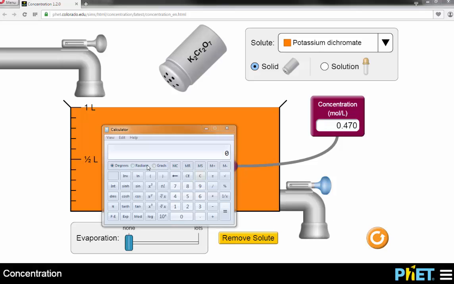So we can do a quick calculation. I added 0.035 moles and the mass is 294 grams per mole. That means that I just added 10 grams of potassium dichromate to the water by this small amount of shaking.